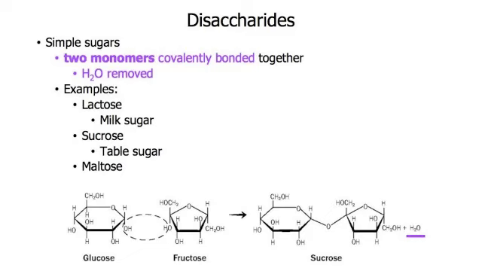However, the most common disaccharide is sucrose. This is common table sugar. This consists of a glucose linked to a fructose. Sucrose is the main carbohydrate in plant sap, and it nourishes all parts of the plant. Sucrose is extracted from the stems of sugarcane or the roots of sugar beets.